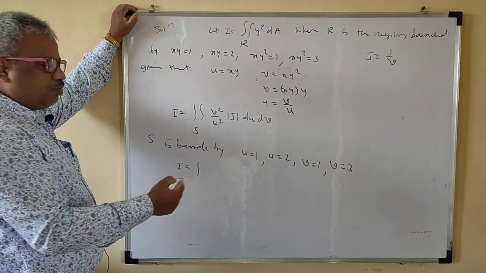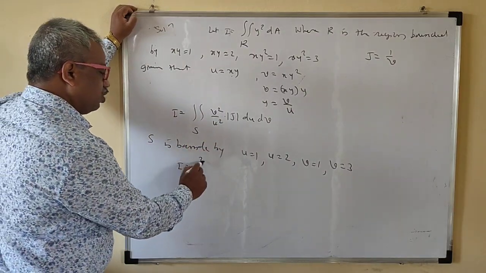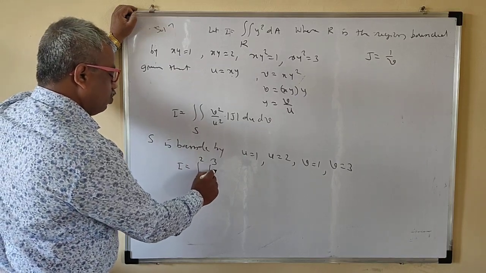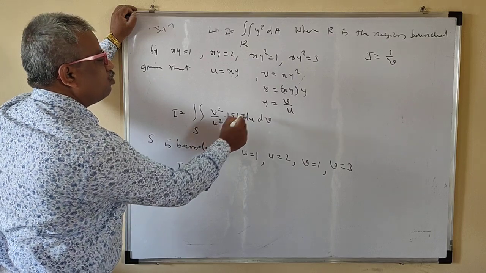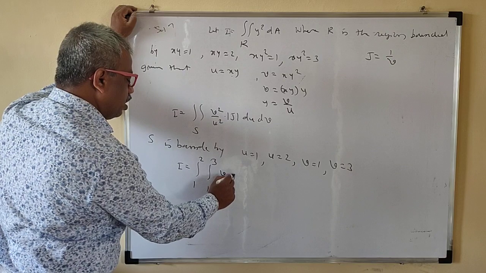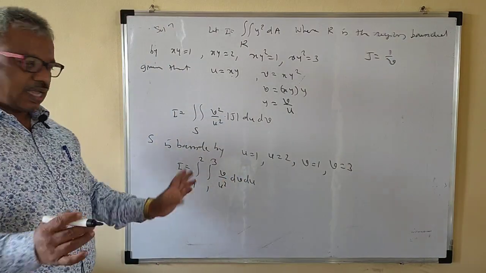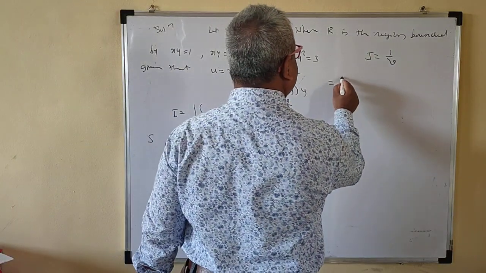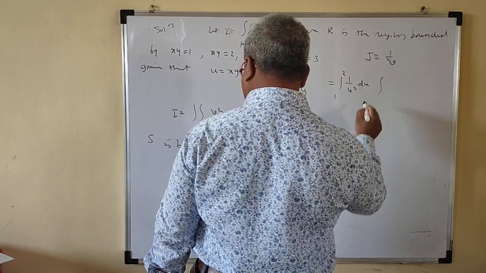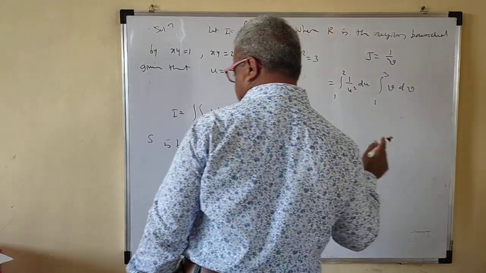Because the limits are constant, no need to draw the region now. I will integrate with respect to v first, from 1 to 3, of v squared times the Jacobian 1 upon v, which gives v upon u squared dv du. Actually this is a product, so I can separate it: the integral from 1 to 2 of 1 upon u squared du, and the integral from 1 to 3 of v dv.